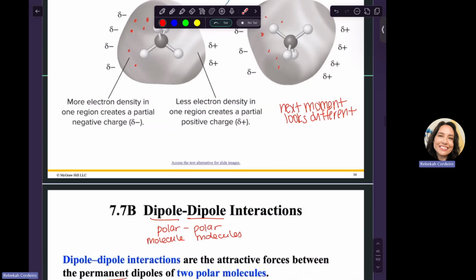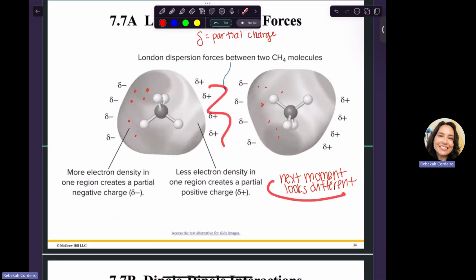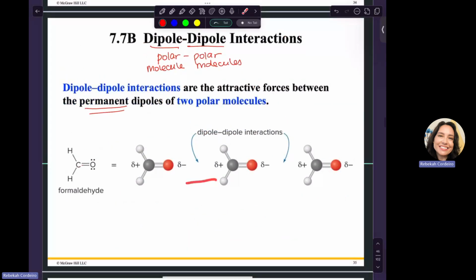So it's the same idea, except this one is kind of momentary. It's blinking on and off. It's not on all the time. This one is permanent because the molecule is always polar. This side here is always more negative because that's an oxygen, right?